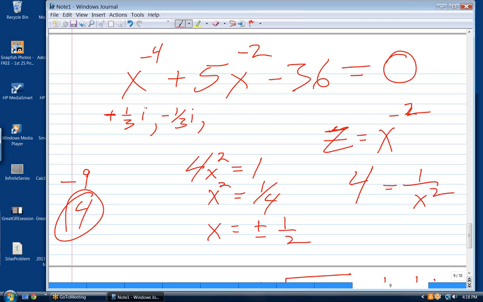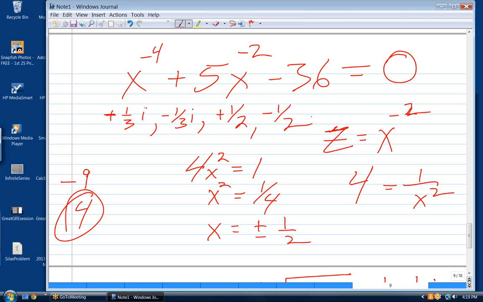Okay, in other words, x is equal to the square root of 1/4. And the square root of 1/4 is 1/2. Remember, square roots of fractions get bigger. Right. So there's our 4 solutions, plus 1/2, minus 1/2.